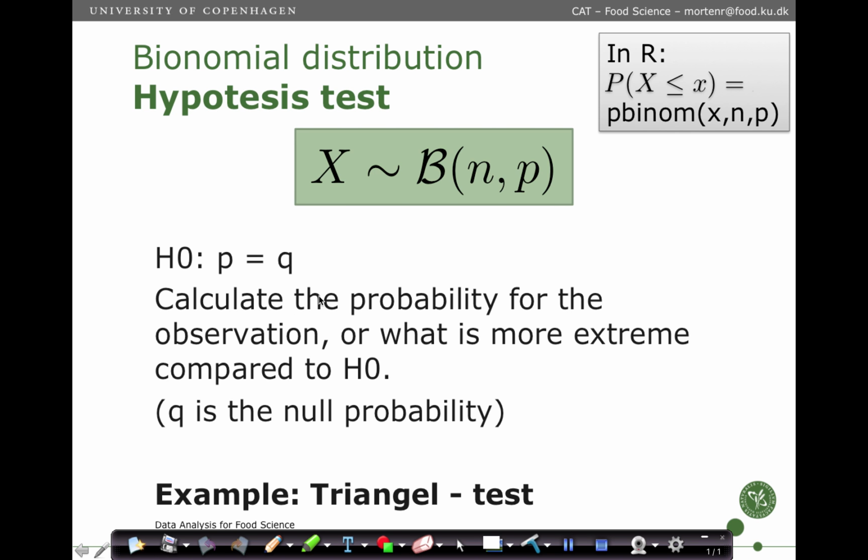So, hypothesis test. First we state a null hypothesis. In this case we say the hypothesis is that p, the parameter of the binomial distribution, is some value q. And then we calculate the probability of the observation, or what is more extreme compared to the null hypothesis. An example of this would be the triangle test.